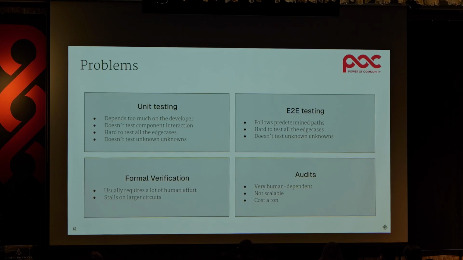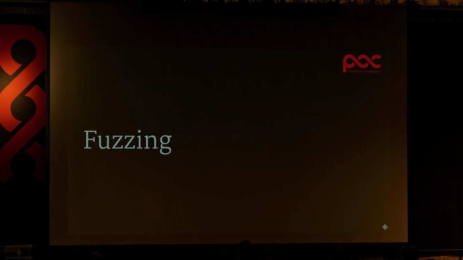Formal verification is very limited if the programs are large. If you are trying to compose several primitives at once, you immediately run into a block, and even the best formal verification systems, such as CVC5, can't really handle large circuits. And audits are very human-dependent, non-scalable, and they cost a ton. Some teams take as much as 25,000 per researcher per week for an audit. So what can we do?